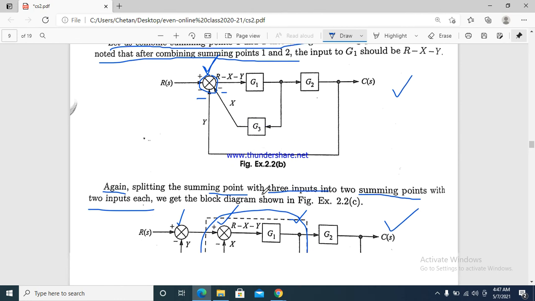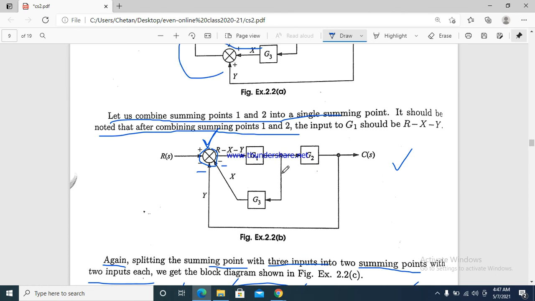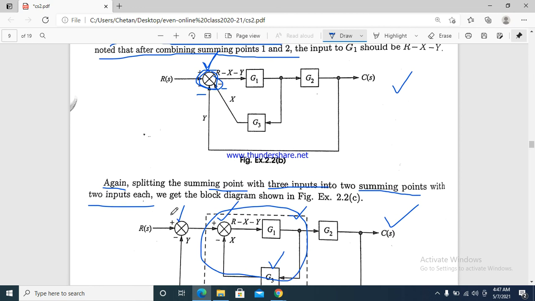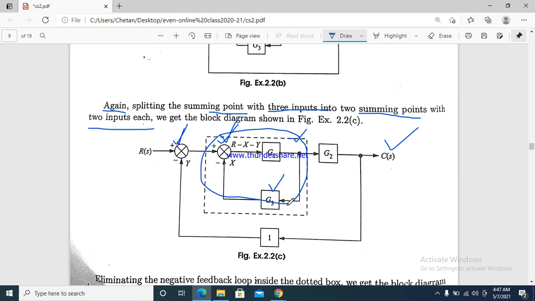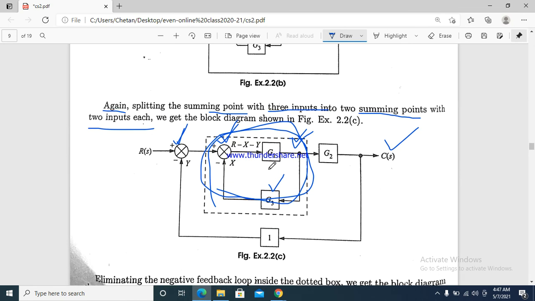Next, what you can do? Here inside this one you have one loop, and also you should observe that only one summing point is there. You need to split the summing point into two separate summing points. You have split this summing point into two separate summing points. After splitting, this diagram is clearly visible that inside this one you have one feedback loop. After this one, another feedback loop is there. First, to simplify this inside feedback loop, it will be G of s divided by 1 plus G of s into H of s.